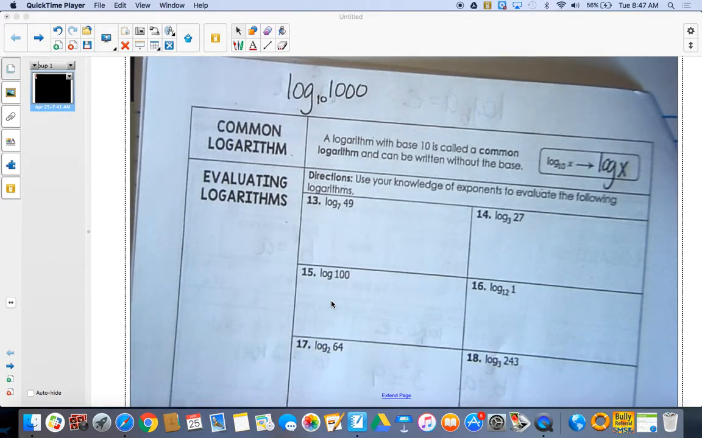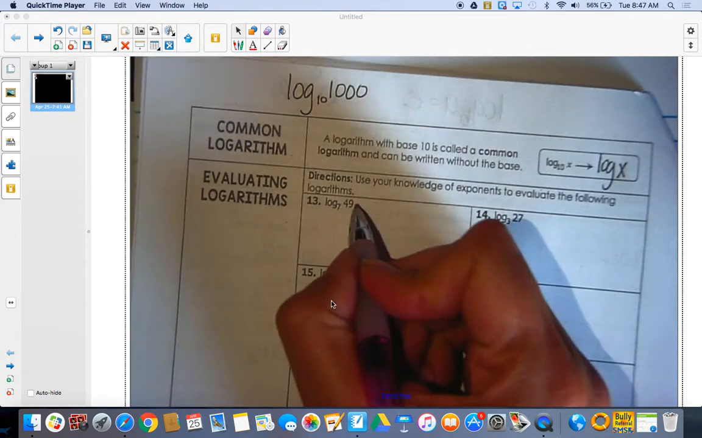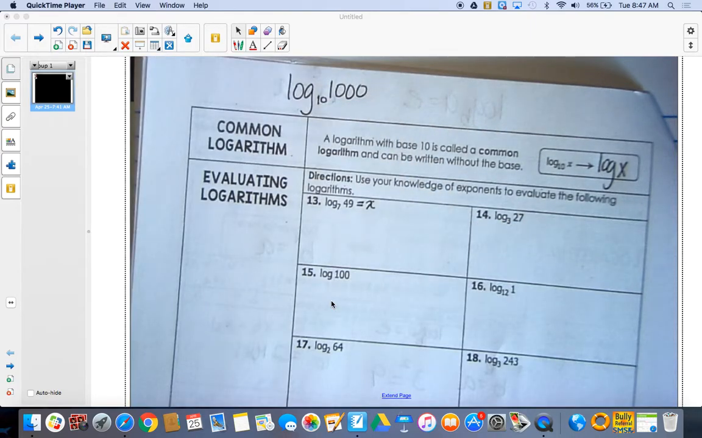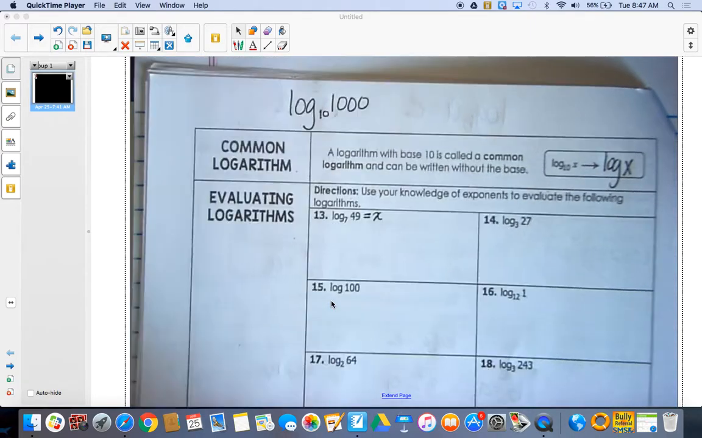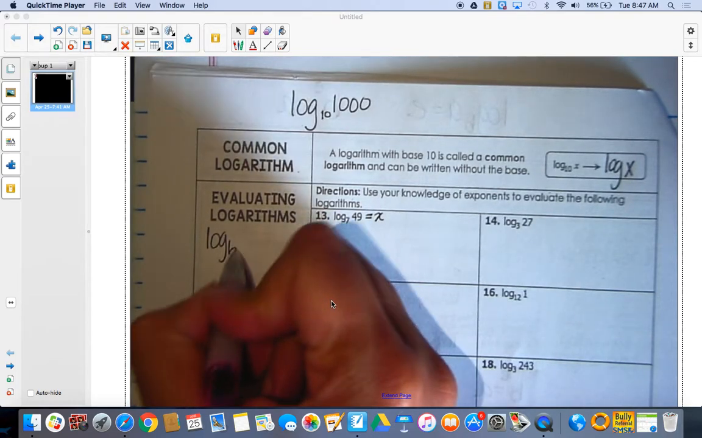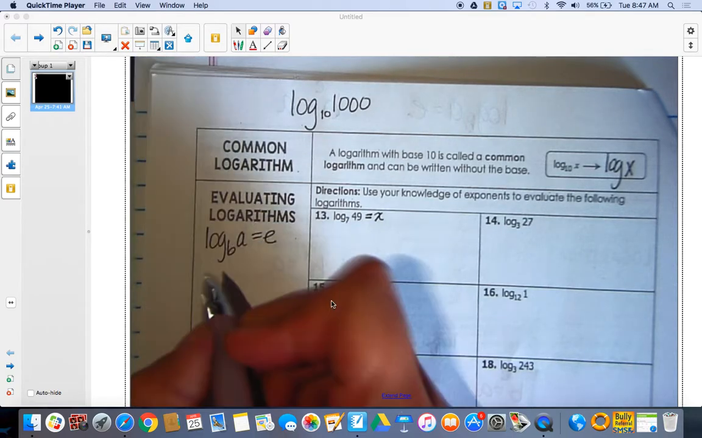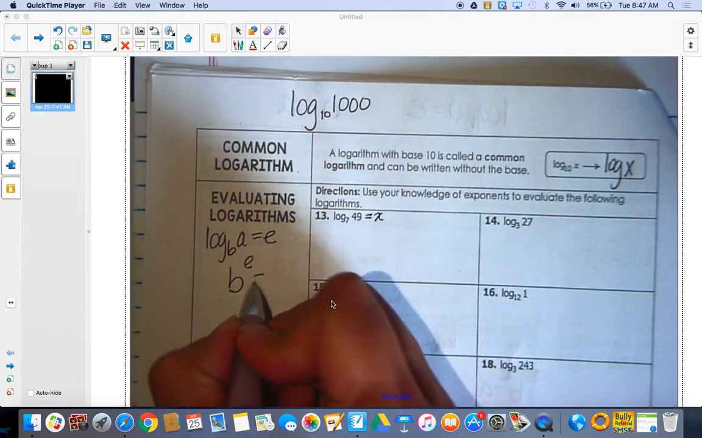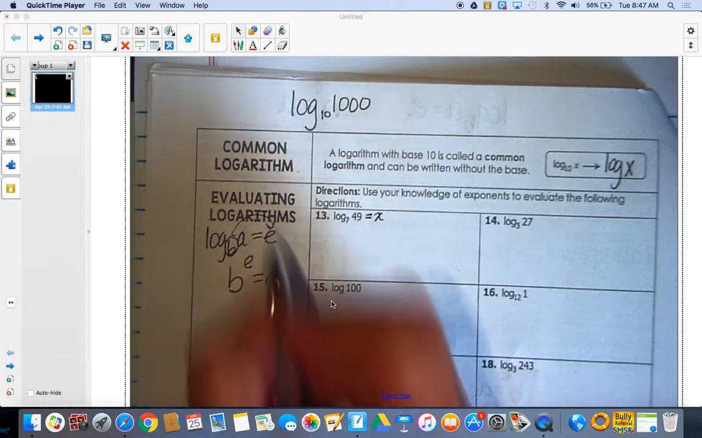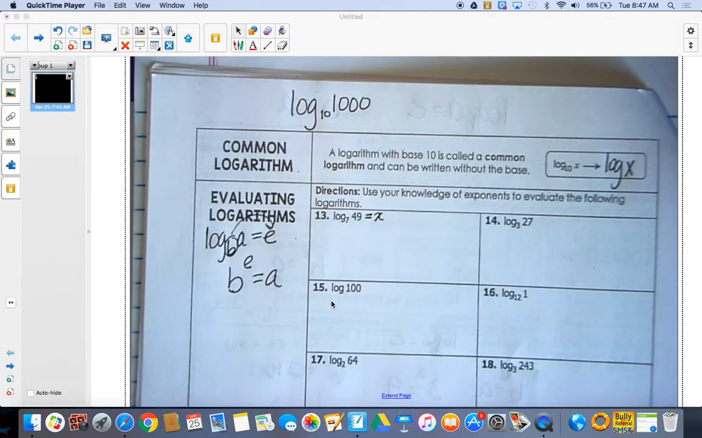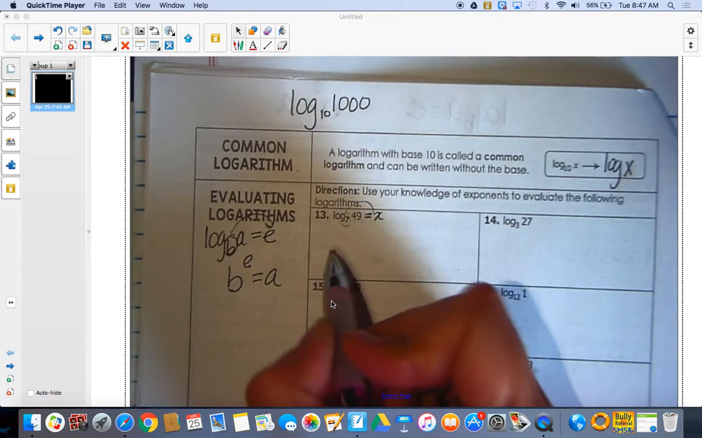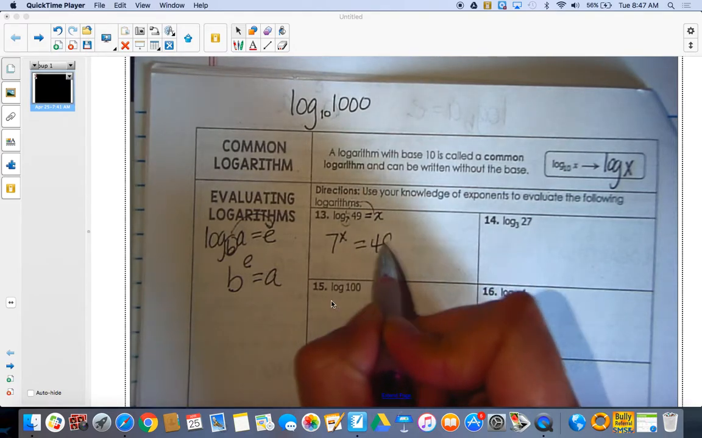So we're going to write this in exponential form. So let's go ahead and put equals x. And so remember, when we write in exponential form, it's the base answer equals exponent, and then you write it as base to the exponent equals the answer. So base to the exponent equals your answer. So this is going to be 7 to the x equals 49.